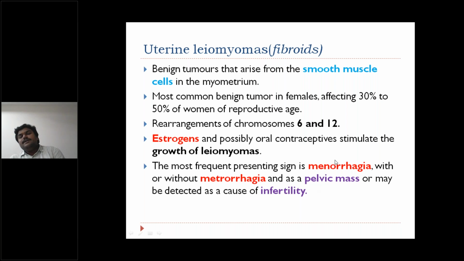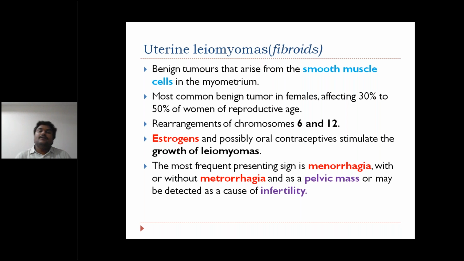Okay, so we already discussed what is menorrhagia and what is metrorrhagia. Apart from the irregular menstrual bleeding, they also present with a pelvic mass, or sometimes these submucosal fibroids. What happens is they won't allow the implantation of the blastocyst, which again results in infertility.